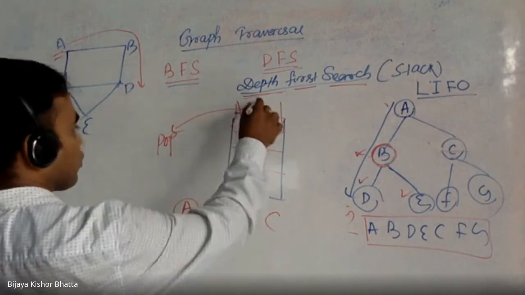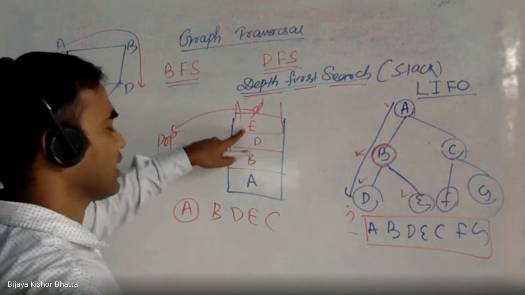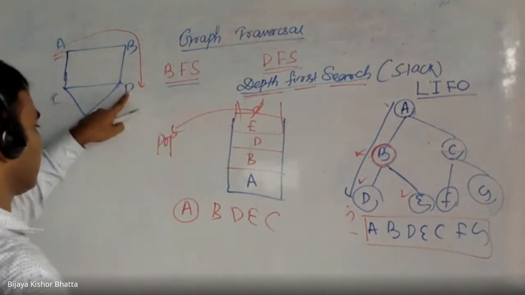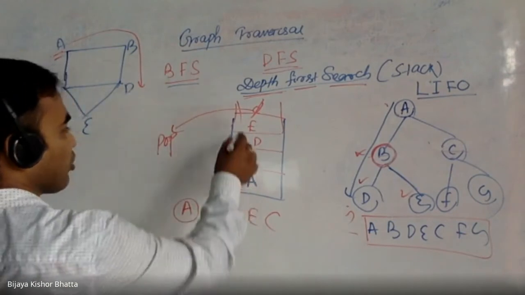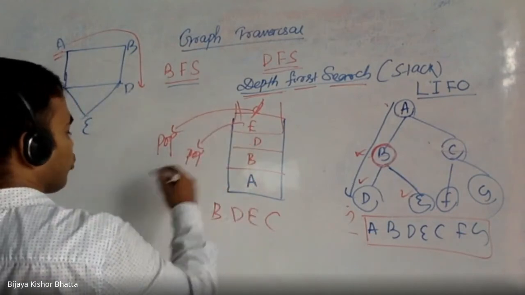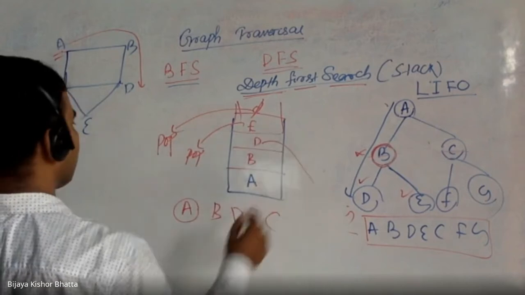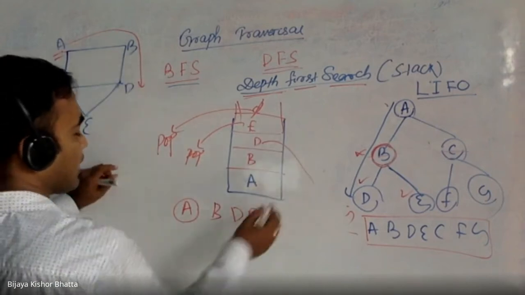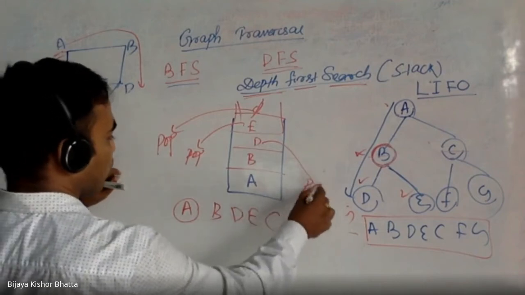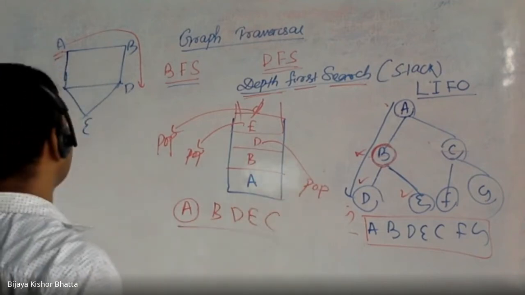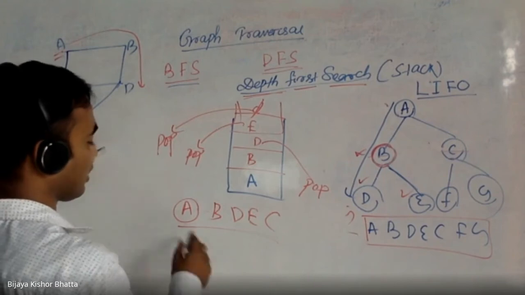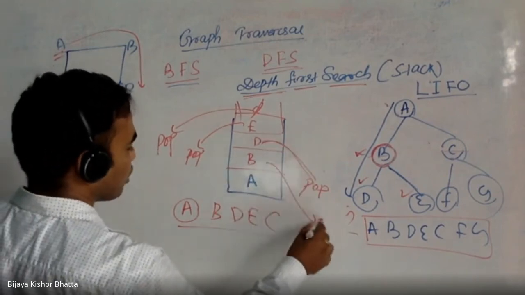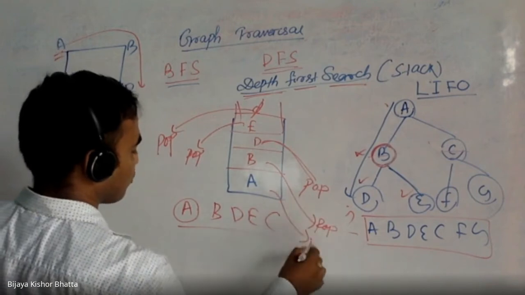Okay, so once C is done, you will go to the next element, which is E. You'll ask the same question for E. Again, C and D are already processed, so you will pop E also. Then you will ask the same question to D, and again E and B are already processed. There were 5 vertices and all 5 are already processed, so you will pop this. B also, no new vertex is found, A also, no new vertex is found.